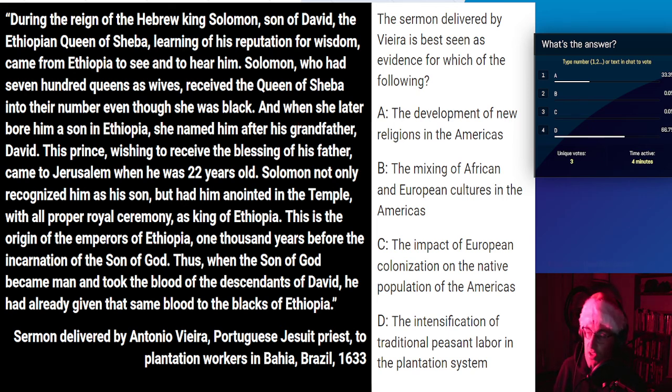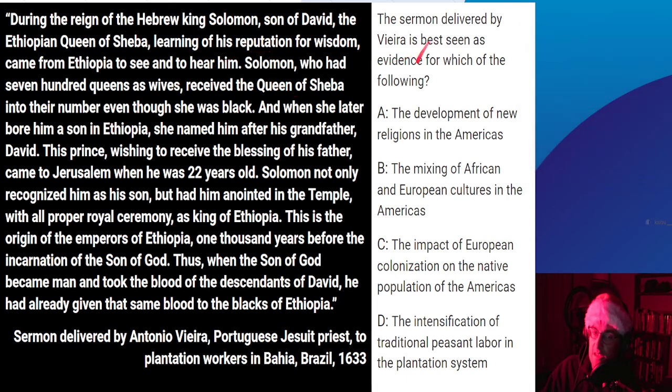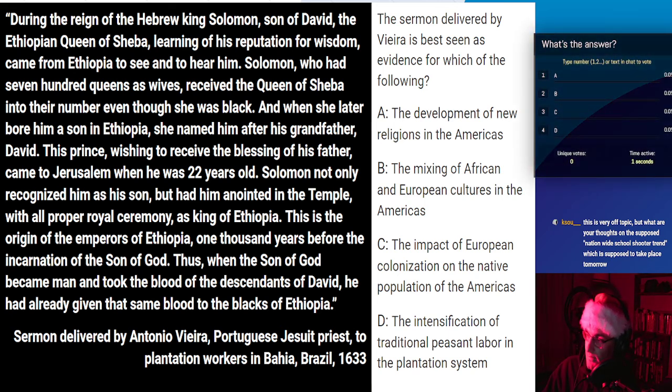This is a sermon, a religious message delivered by a Portuguese priest to plantation workers in Bahia, Brazil. Bahia was for many years the center of sugar production, although not as much as it used to be. But anyways, he gives this very particular presentation in which he's telling a story. The question is asking why he is telling this story. The fact that he's giving this story is seen as best evidence for which of the following? We'll get that poll going again, and then you guys can answer that.